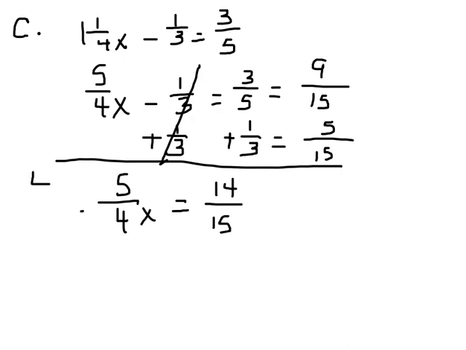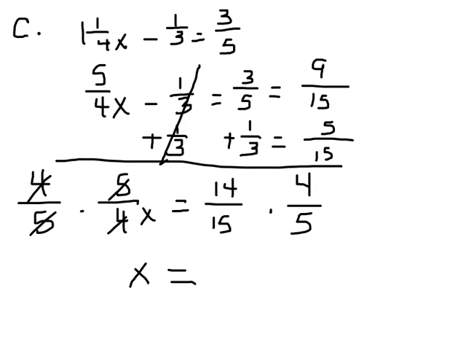Next I'm going to invert and multiply on both sides. Cross cancel where I can. 14 times 4 is 56. 15 times 5 is 75, and that's my answer. Alright, one more.